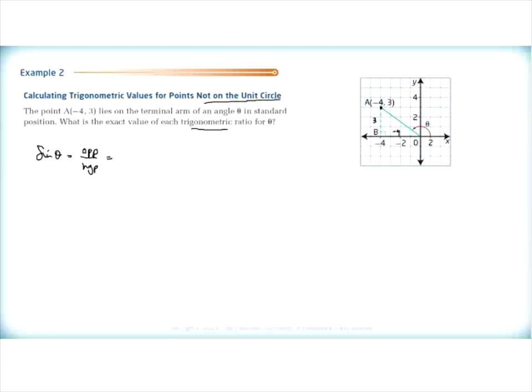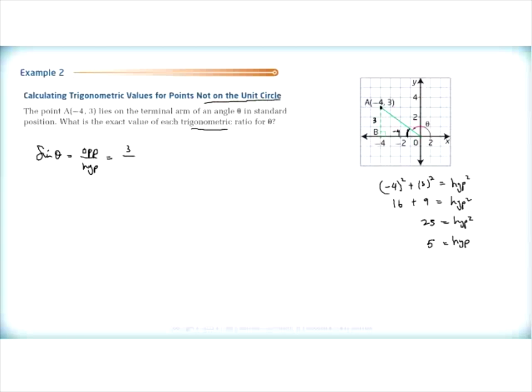Now, for the opposite side, I look at the reference angle to do this. Here's the reference angle right here. The opposite side is 3. The hypotenuse, I don't know. I need to find that. So all I need to do is use the Pythagorean theorem to find the hypotenuse. So I have -4 squared plus 3 squared equals the hypotenuse squared. 16 plus 9 equals the hypotenuse squared. 25 equals the hypotenuse squared. So the hypotenuse will equal the square root of 25, which of course is 5. And it's always positive. The hypotenuse will always be positive.